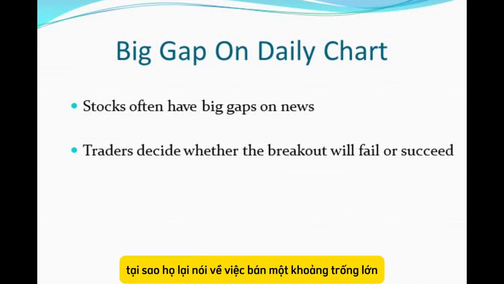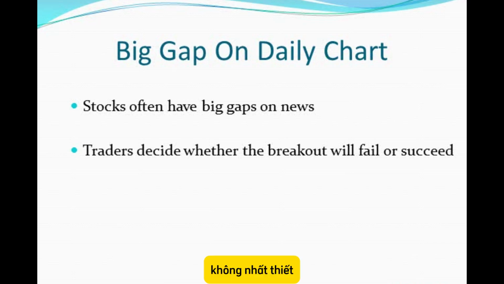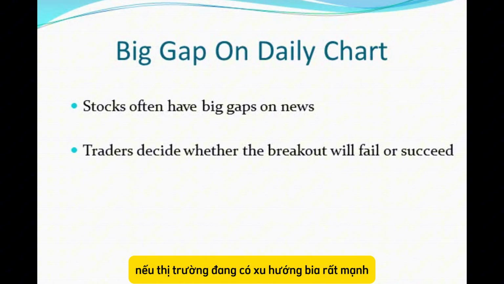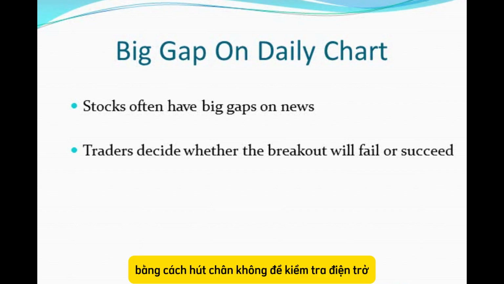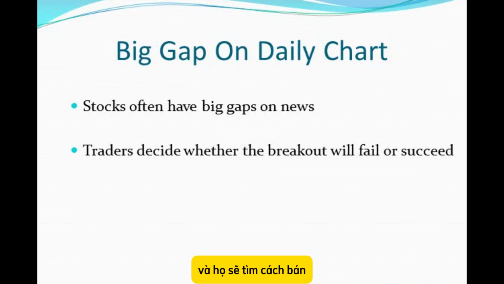And you're saying, wait a minute, why are they talking about selling a big gap up? Shouldn't they only be talking about buying? Not necessarily. They'll look at the big picture. They look at all the bars to the left. If the market is in a very strong bear trend, they'll assume that the breakout is just a buy vacuum up to test resistance, like maybe the top of a channel, and they'll look to sell.